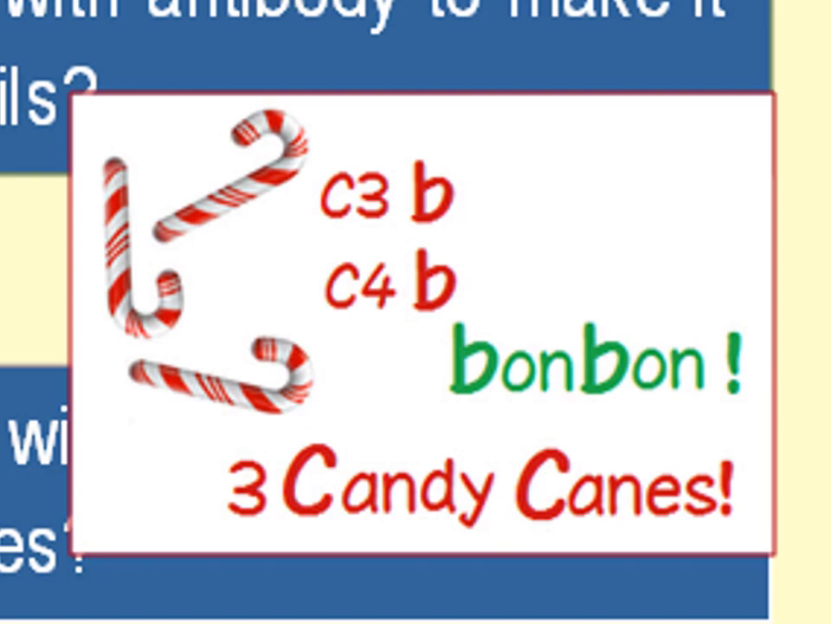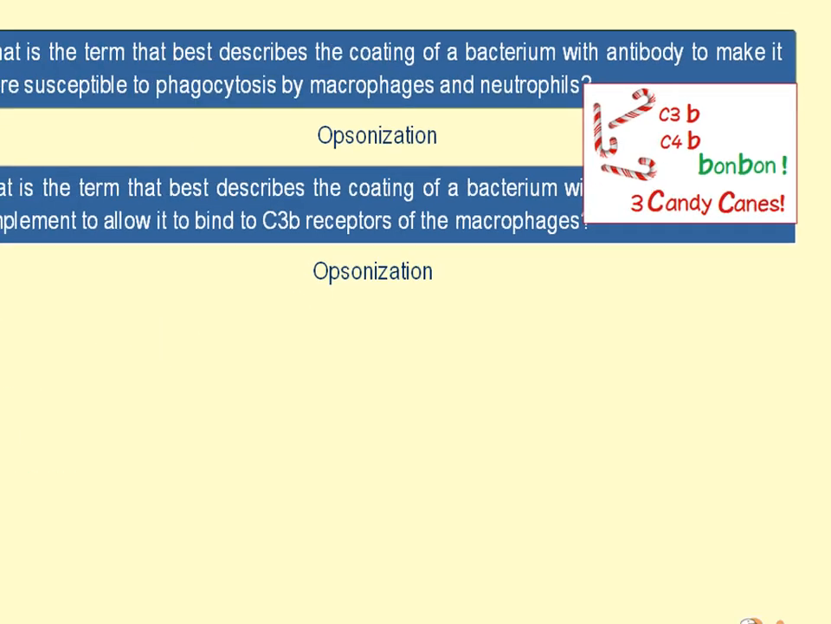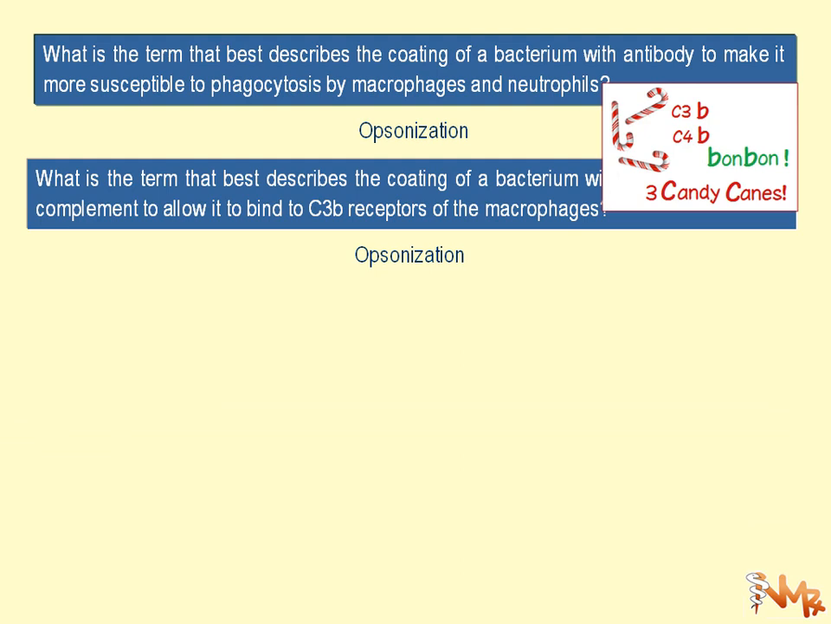And opsonin or opson, I said, means cuisine, and I've used the mnemonic of bonbon for B to know that a bonbon is a candy coated with chocolate, and in mnemonic you see 3 candy canes, and anyhow, this mnemonic reminds you of the fact that these candy canes attract the neutrophils to where the bug is located.